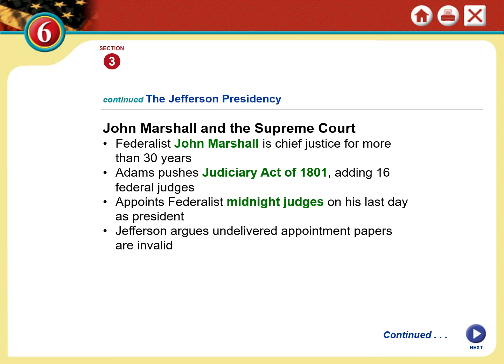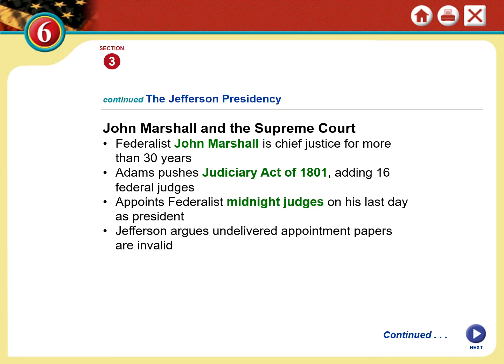And yet John Adams, instead of sitting and doing nothing or writing his memoirs or whatever, he pushed through a law which added 16 federal judges. And so the hope was this was really his last chance to preserve a legacy of the Federalist Party before Jefferson comes in and just mucks up the whole business. Now, Jefferson argued that these, quote, midnight judges, as he called them, were invalid.